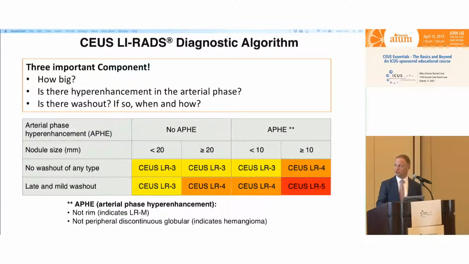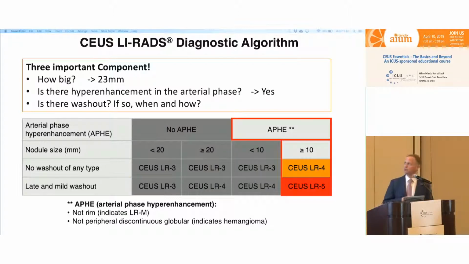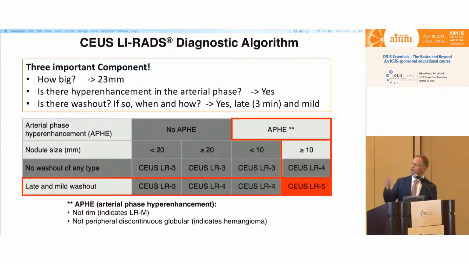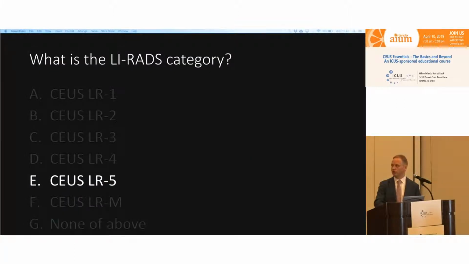3 important questions to answer. How big is this lesion? It's 2.3 centimeters, with arterial phase hyperenhancement, so it takes you into the last column. Was there washout present? Yes, and it happened at about 3 minutes after contrast enhancement, so this is a definite HCC, LI-RADS 5 category lesion.